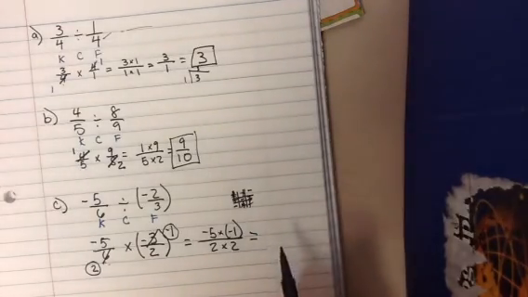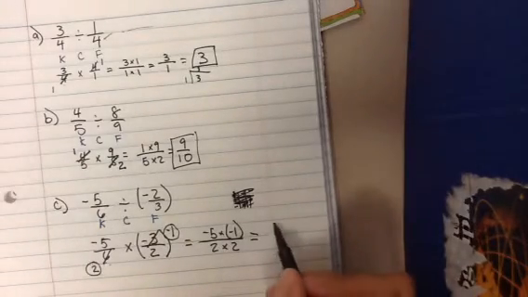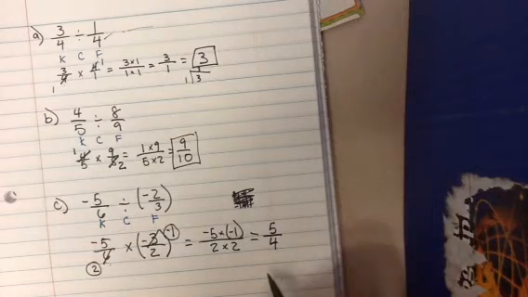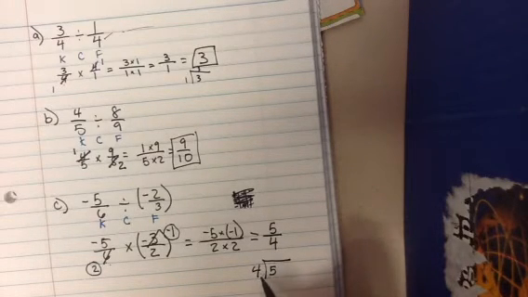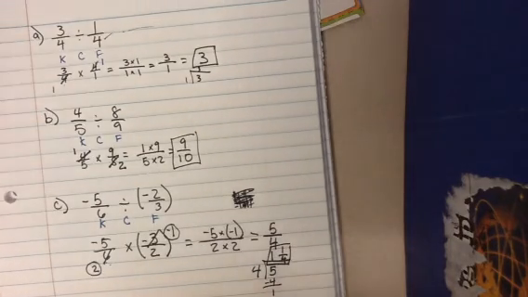But we've got a negative times a negative. Actually, I think I did that all wrong. Negative times a negative is a positive. So we've got 5, and 2 times 2 is 4. Top dog in the house, so 5 goes in the house, and 4 goes on the outside. 4 goes into 5 one time. Subtract it, we have 1 left over, and the denominator stays the same. 1 and 1/4.